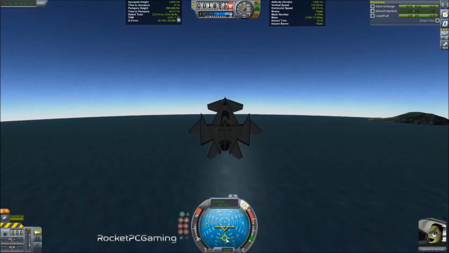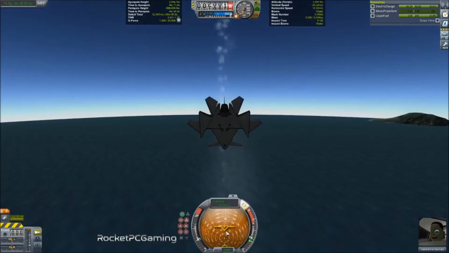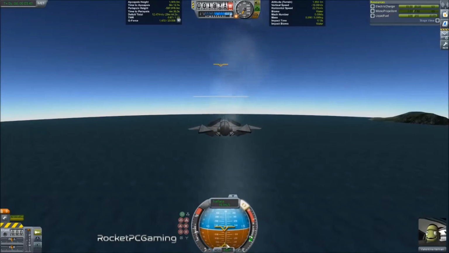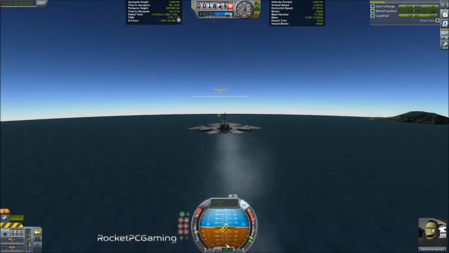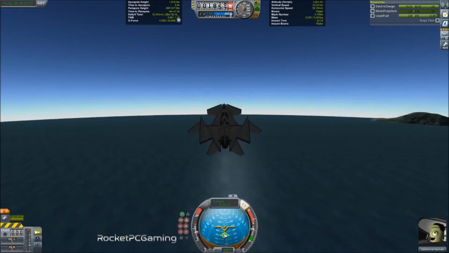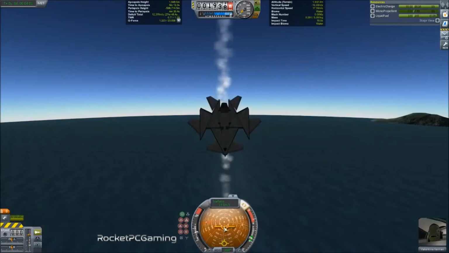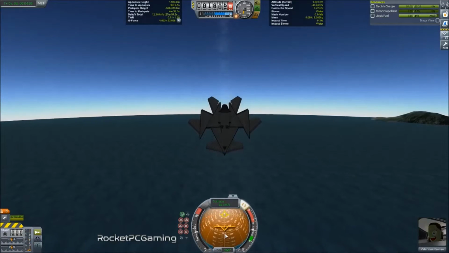As I pull up real hard, see this difference? The difference between these two indicators is your angle of attack. That's one of the things I think a few people get confused about, and so many other streamers I've seen misrepresent what this is. It's the difference between your velocity indicator and the nose. This is your angle of attack, whether positive or negative.